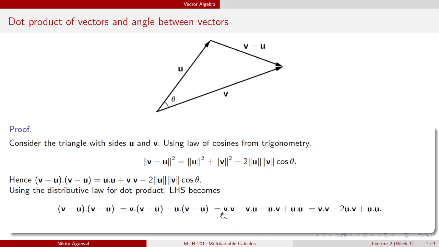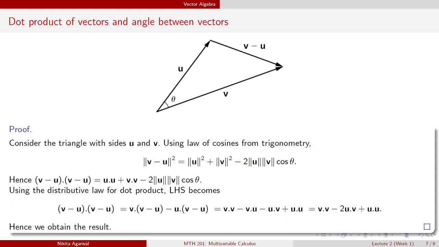Which is equal to v dot v minus 2u dot v. Why 2u dot v? Because v dot u is the same as u dot v. And the final term is u dot u. So if you compare these two equations, two terms cancel, right? u dot u cancels and v dot v cancels, and minus 2 cancels, and what you are left with is u dot v is equal to norm u norm v times cosine theta, which is what we wanted, right? Hence we obtain the result.